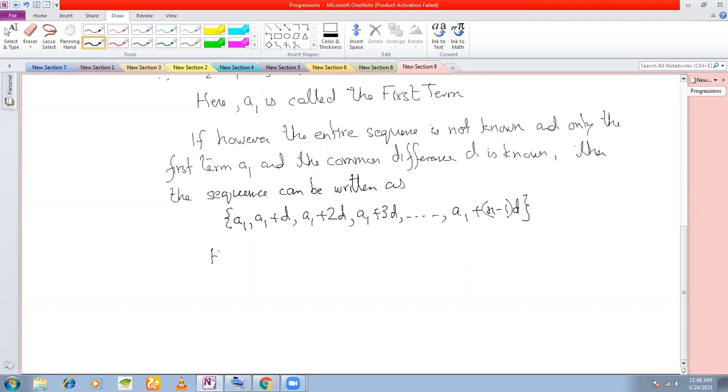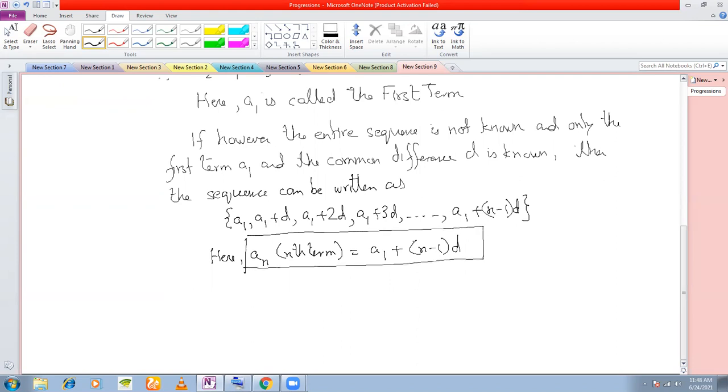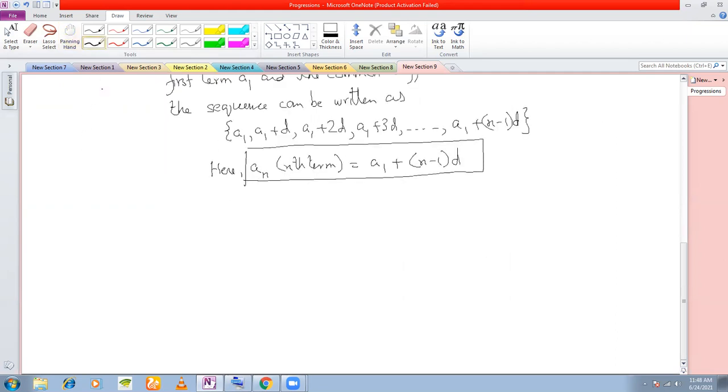Okay. Here, the nth term of an AP is the first term plus n minus 1 into the common difference. Remember this formula. Okay. We have already worked out this formula last year also. Remember this. This is the first formula.